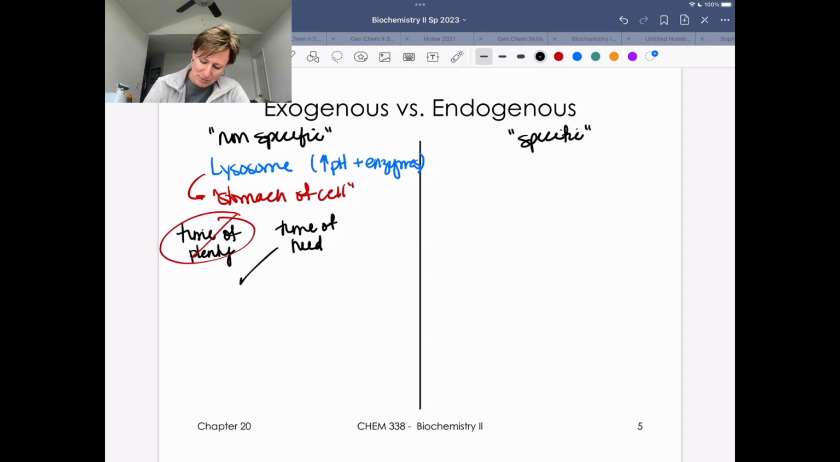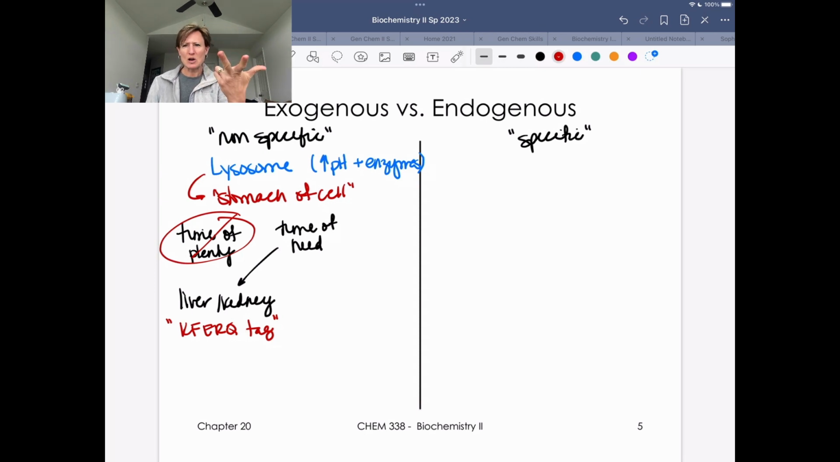So again, in this time of need situation, we are going to have the liver and the kidney. We talked about them being able to selectively atrophy. And one of the reasons that they're able to selectively atrophy is they have an important tag. And we call this the KFERQ tag. And I don't need you to remember that that's what the tag is, but if we think about what those amino acids are, we've got some kind of rare amino acids. We've got lysine, phenylalanine, aspartic acid, arginine, and glutamine, right?